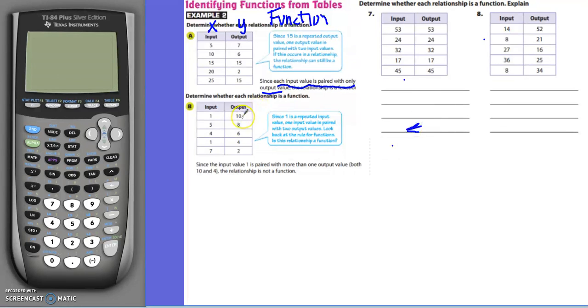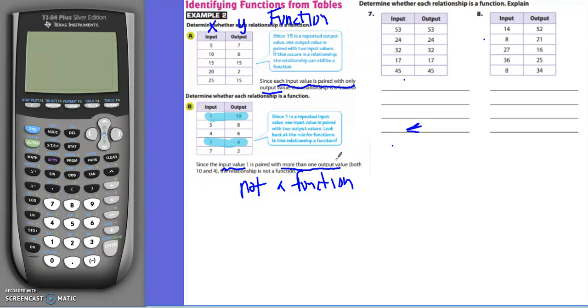Okay, let's go to example B. We have 1 with 10, 5 with 8, 4 with 6, 1 with 4, and 7 with 2. Right here is a problem because we have the x repeated. So this is not a function. The reason it is not a function is the input value is paired with more than one output.